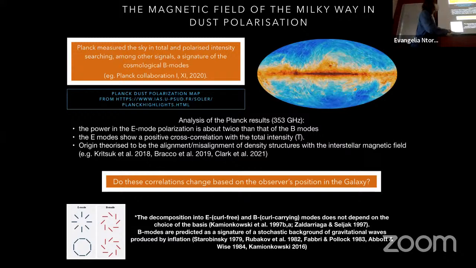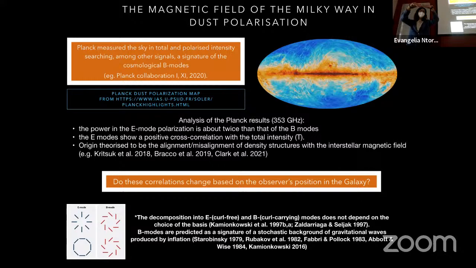So here I need to go back to this Planck map that I showed you. This is the attempt, well, Planck tried to measure the cosmological B modes. Some of you may be familiar with what the cosmological B modes are. But this is a signal of the inflation during the early times when the universe supposedly went through an accelerated phase of expansion.